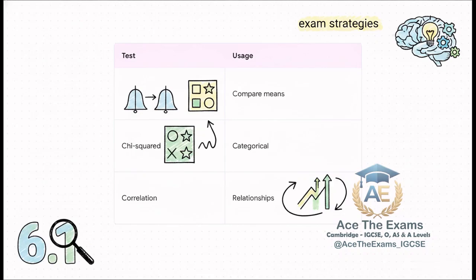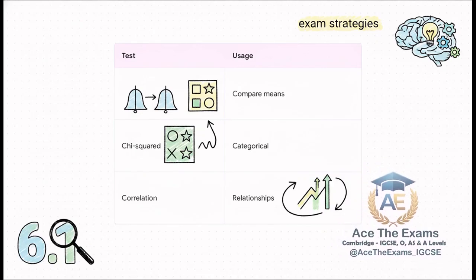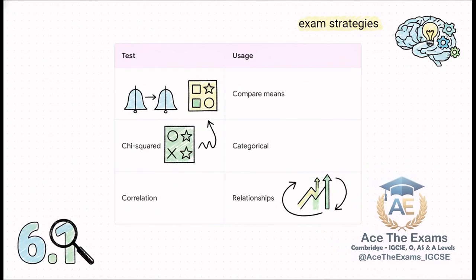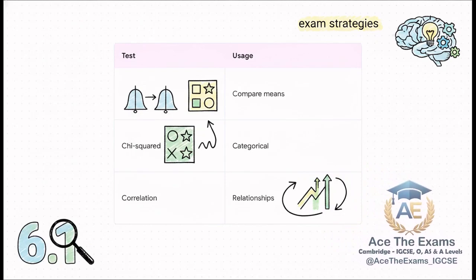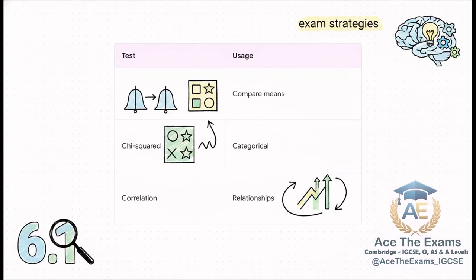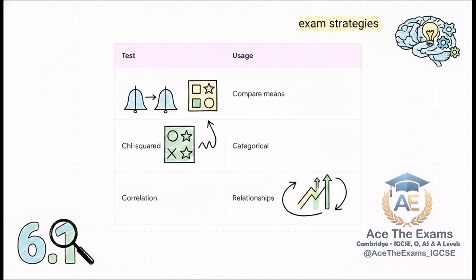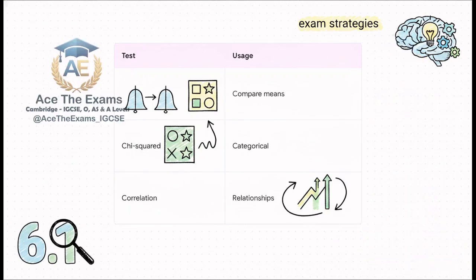You absolutely must know which statistical test to deploy for which situation. The t-test is your go-to for comparing means. Chi-squared is strictly used for categorical data. And correlation tests? Those are used when you're looking for relationships between continuous variables. Selecting the wrong analytical framework instantly caps your grade for that question, no matter how good your math is.